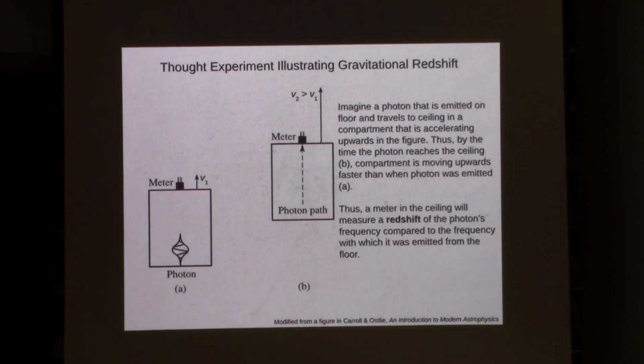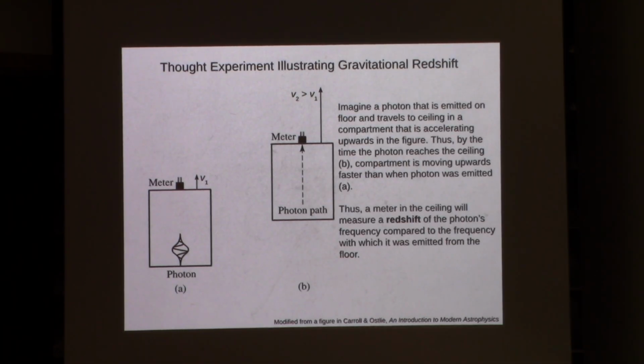So, a thought experiment illustrating gravitational redshift. I've done it a little bit differently. I snipped apart your book's illustration of this because I find it easier to make this argument using the version of the principle of equivalence where you use an accelerating rocket ship to duplicate the effects of gravity. Your book does it in a falling compartment. I'm going to have it in a compartment with rockets attached to it that is accelerating with the rockets firing.